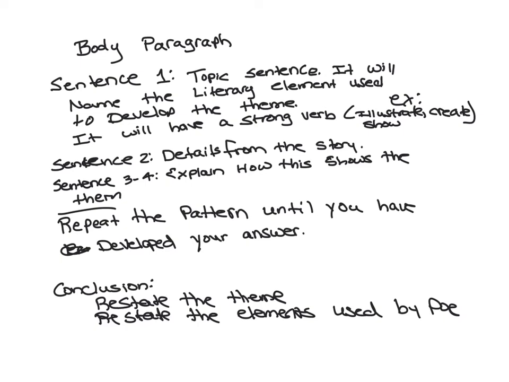Sentence 2, details from the story. And then sentences 3 and 4, how does this show the theme? And then you're going to repeat this pattern until you have sufficiently shown how the theme is displayed. Now, it will vary from person to person. My stronger writers may have shorter paragraphs because they have explained very well how the theme is developed, while those who are struggling may take a little bit longer because they haven't quite shown how the theme's developed. And then your conclusion is to restate the theme and then restate the elements that are used by Poe.